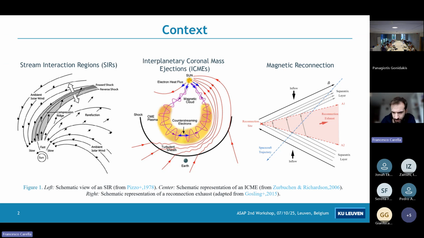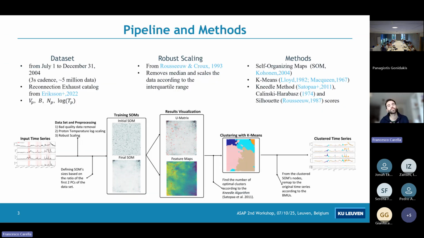So this work is focusing on clustering the observations, and then, thanks to a catalog of Eriksson et al. 2022, we contextualize the reconnection occurring in the types of wind that we find with our clustering. So this is the pipeline. In this specific work, we are focusing on 3-second cadence data of the Wind spacecraft, so around 5 million data points. We are focusing on 4 features: proton velocity, magnetic field strength, proton density, and the logarithm of the proton temperature.